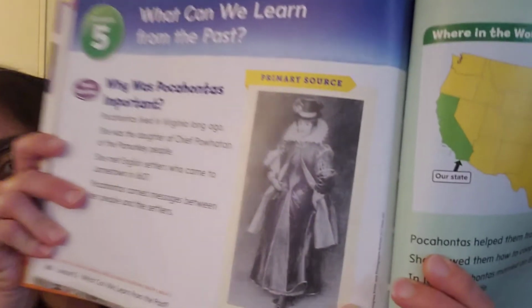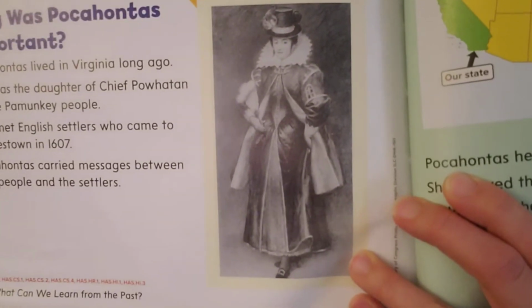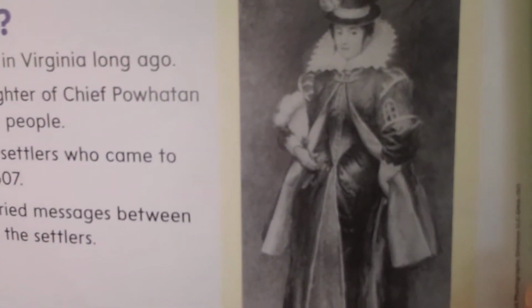So see, there you go. That's what I was talking about. She helped communicate between her people and the English settlers. And as you can see here, we have a picture of what Pocahontas looked like when she went to England in the 1600s. She helped them do things like trade food. She helped them learn how to cooperate.